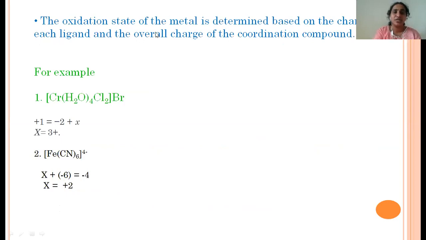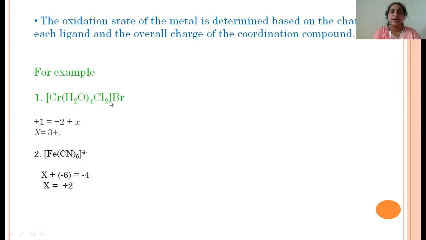And how to calculate the oxidation number of the metal, we will see here. For example, in this hexacyanoferrate, we have to calculate the iron oxidation number, that is x. The cyanide groups are monodentate ligands, each with a 1 minus charge, and a total of 6 are present. So -6 plus x equals the charge on the sphere, which is -4. Therefore, this metal oxidation number is +2. Similarly, in this complex, water molecules are neutral with no charge, whereas 2 chlorines are present and 1 bromine is present.